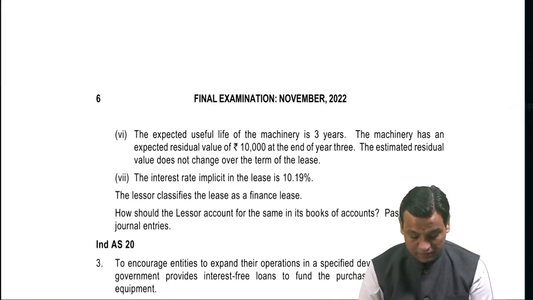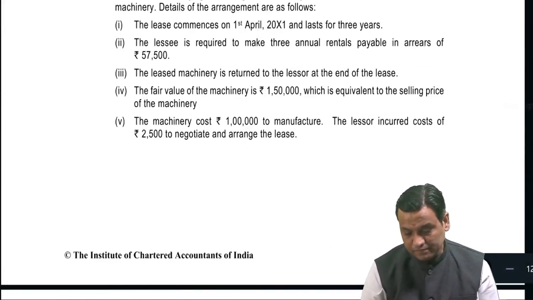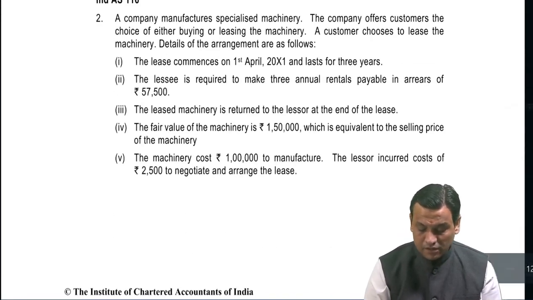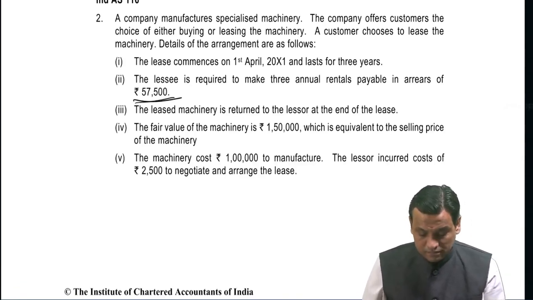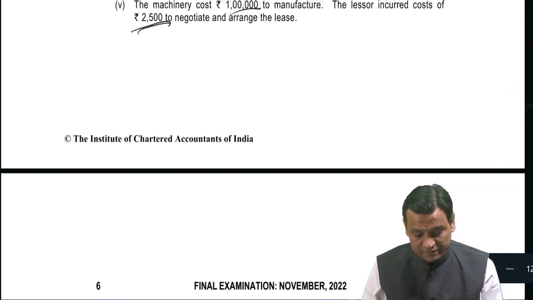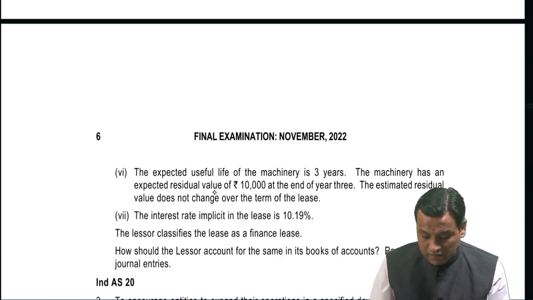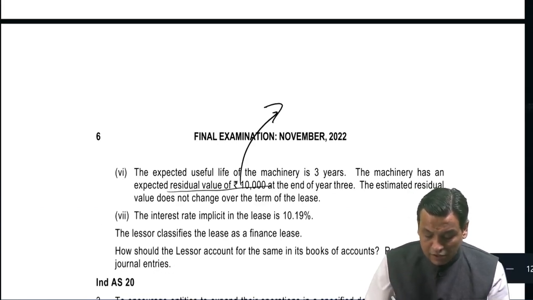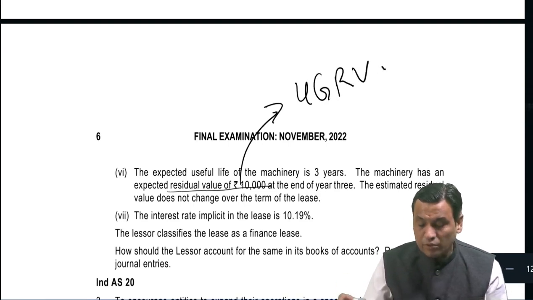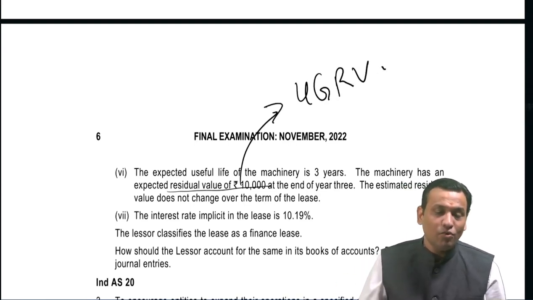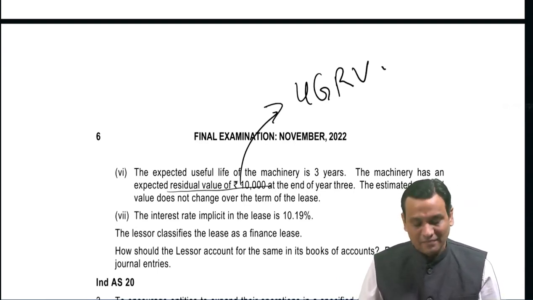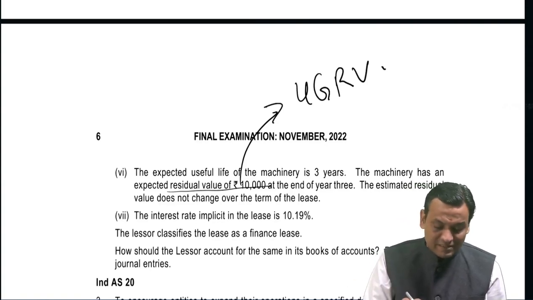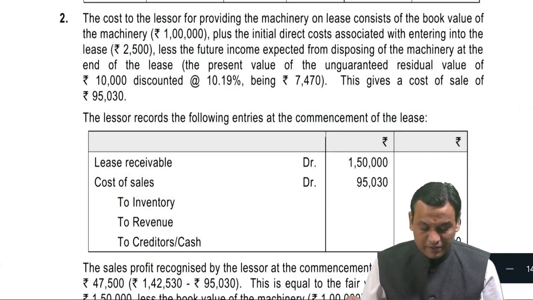Pass journal entries. Yes, my dear students, your annual lease rentals are 57,500. The cost is 100,000. Initial direct cost 2,500, and the expected residual value, can I say this is nothing but your UGRV. You are a manufacturer dealer. How would you deal with this when you are a manufacturer dealer? Can I say a very simple thing? I can just directly go on it.